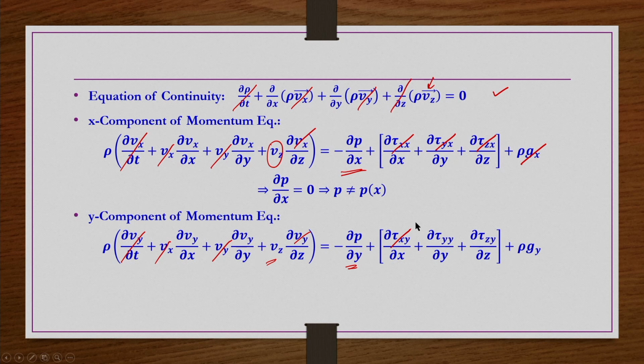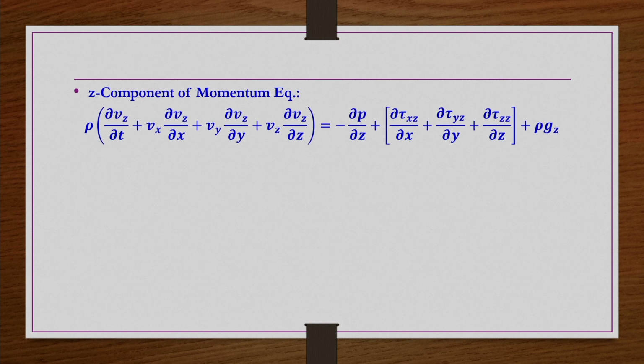we have only one shear stress. So, tau xy is 0, tau yy is 0. Because of the fully developed flow condition this is 0, and the gravity is not there, so this is 0. So, here also we get dou p by dou y equals 0. That means pressure is not a function of y as well.